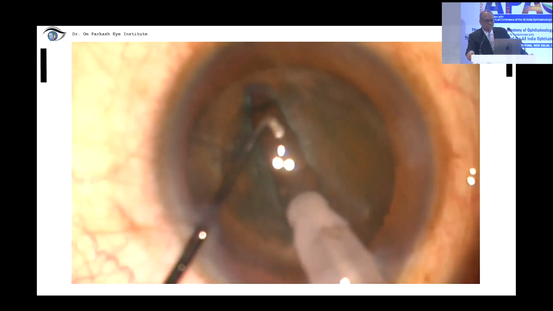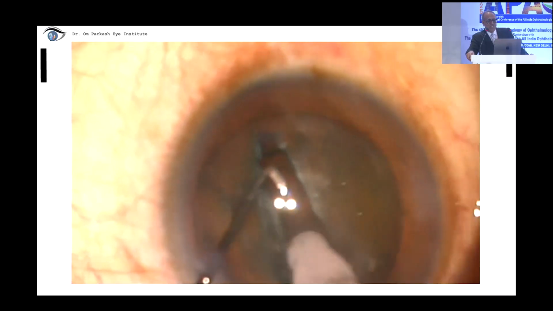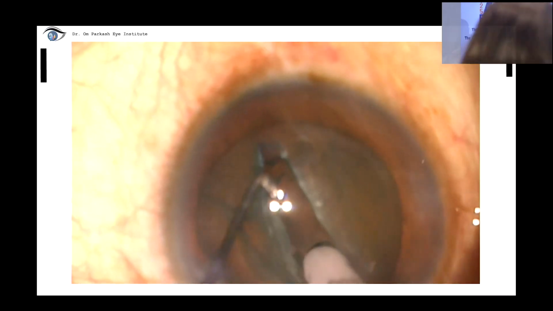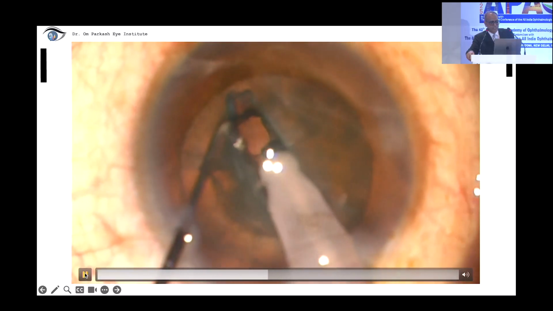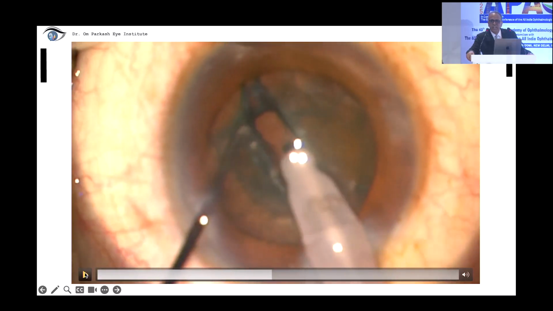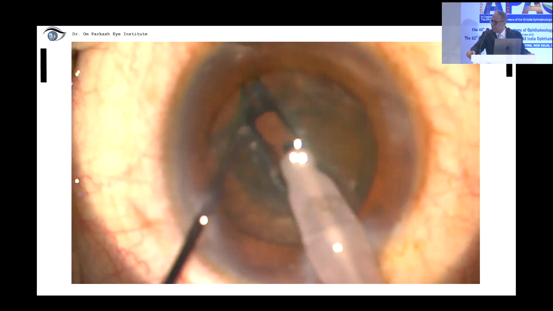So she starts the surgery, and while doing the surgery, she's going on, and suddenly she realized that there's a punch. Now what next, Dr. Gaurav? How would you go about it?